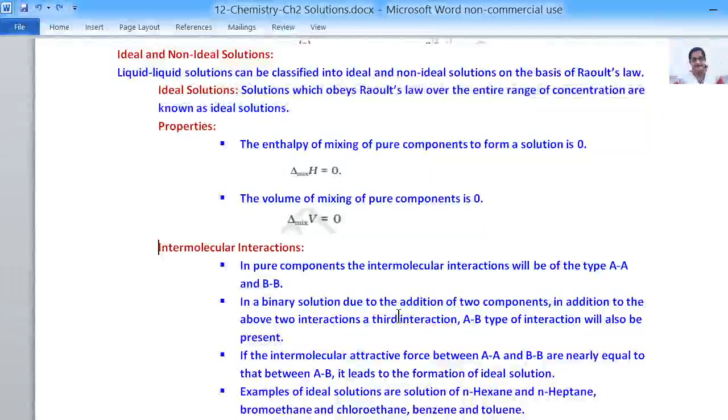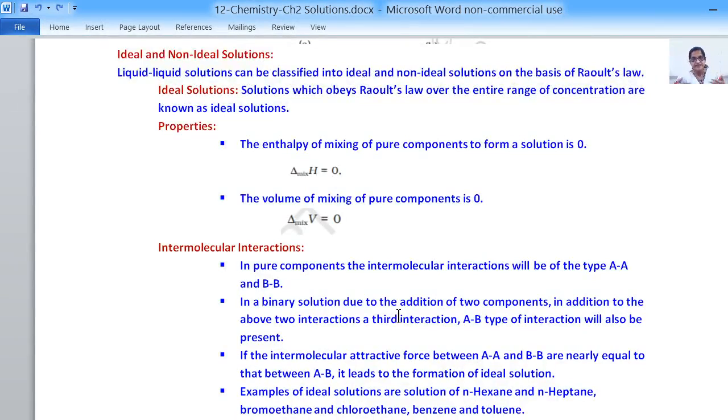Now, in a binary solution, due to the addition of the two components, in addition to the above two interactions, there is a third type of interaction, that is AB type of interaction. That is, when component A is mixed with component B, you will get a binary solution. Binary solution means it is a solution which consists of two components. Now, when A is mixed with B, in addition to AA and BB type of interaction, we have a third type of interaction, that is AB type of interaction.